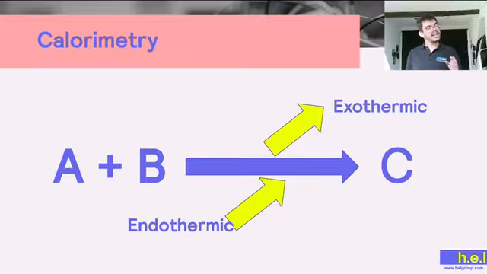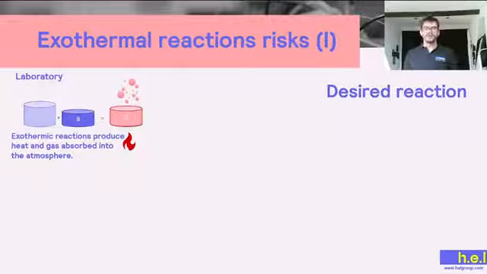On the other hand, it can be the case that A and B, when they react, are going to be generating energy. And this energy is going to be transferred to the surroundings in what we call an exothermic reaction. And this is the type of chemical reaction we're going to be focusing on, because it can have some risks associated with it. So let's assume that we have small amounts of A and B in the order of milligrams or grams, like the kind of example that you would have in a lab.